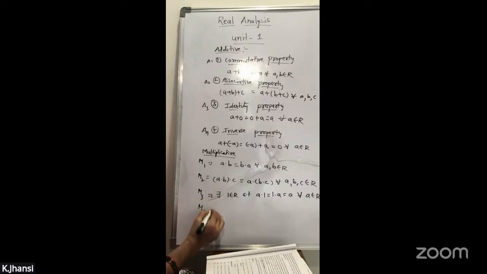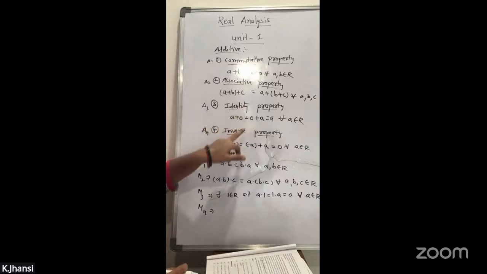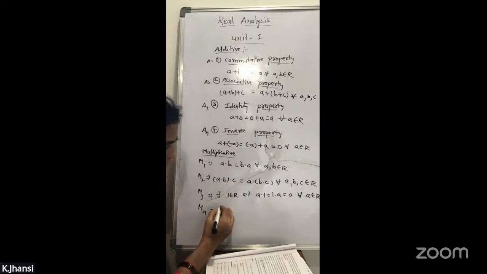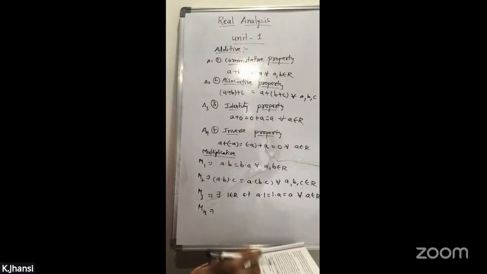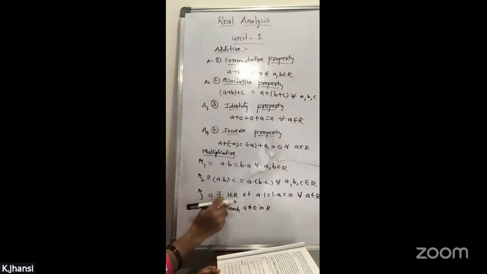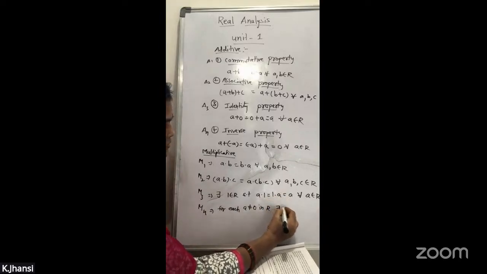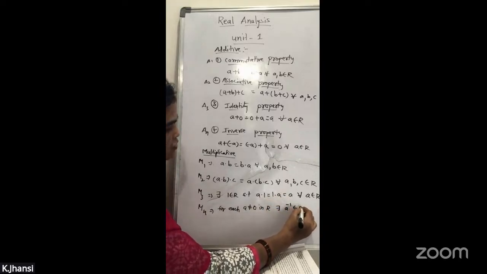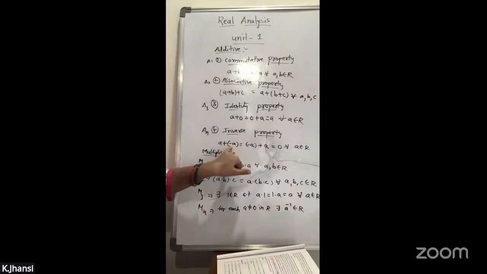So M4 is the same. Here we have the identity property. Next one is the inverse, and we call it the multiplicative inverse. So multiplicative inverse means there exists, for each A not equal to 0 in R, that means the A value is not equal to 0, there exists A inverse belonging to R. Here the inverse is minus A.